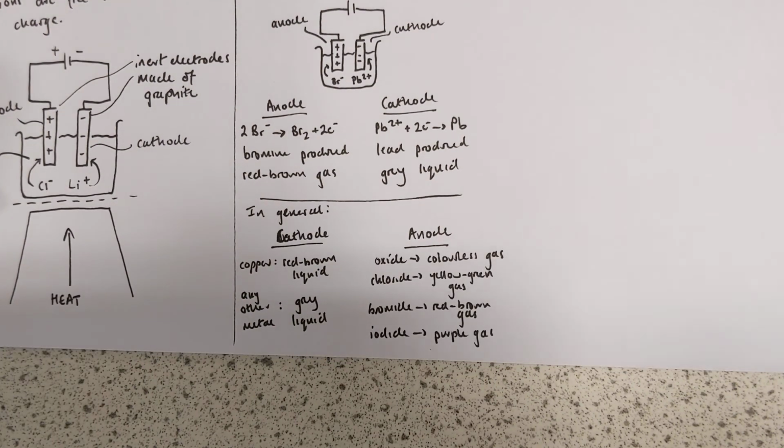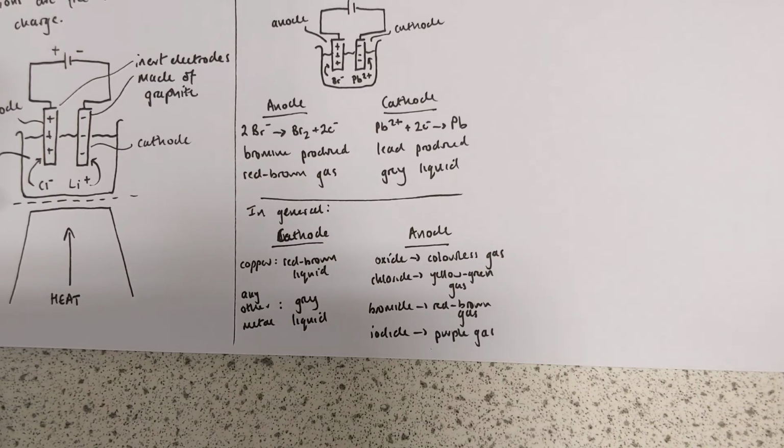For the non-metals, at the anode, there's a little bit more diversity. If it's oxide, that's going to be oxygen. So when it produces oxygen gas, it's going to be a colourless gas. Chloride in the compound will make chlorine, which is a yellow-green gas at the anode. Bromide will make bromine at the anode, which is a red-brown gas at the hot temperatures. Iodide will make iodine at the anode, which at hot temperatures is a purple gas.